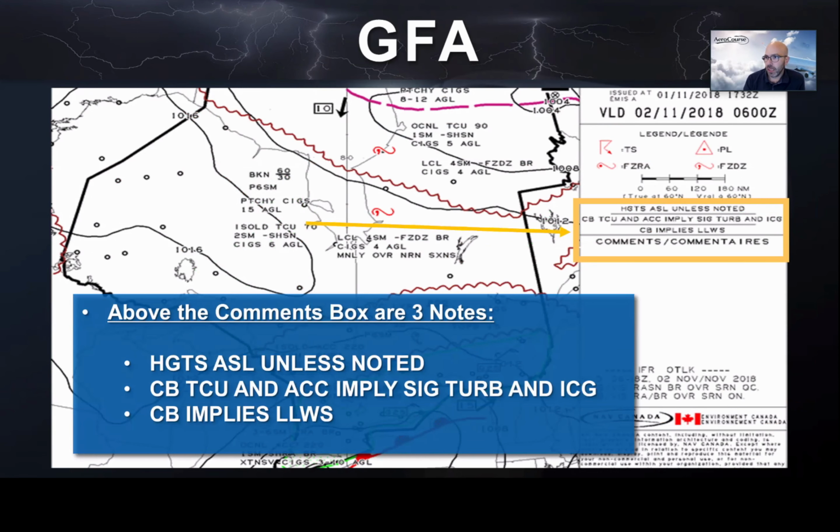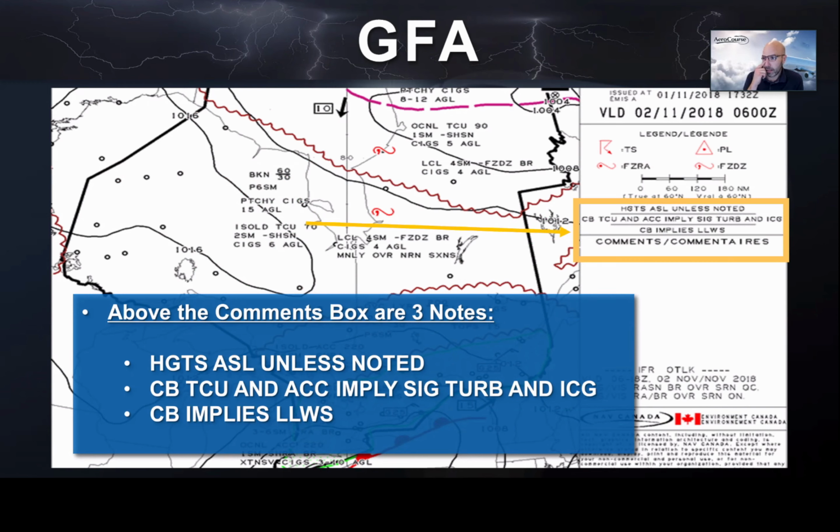There's also this note on all the GFAs. Heights in ASL unless otherwise noted. CBs, TCUs, and ACCs imply significant turbulence and icing. CB implies low level wind shear. This is important. Now, this is written on a lot of charts, not just GFAs. You can see it on 4 or 5 other ones.